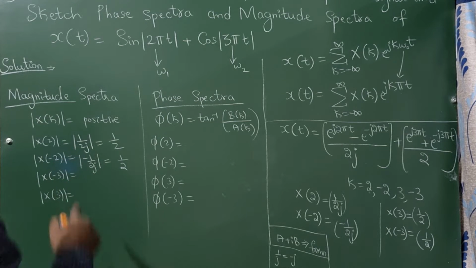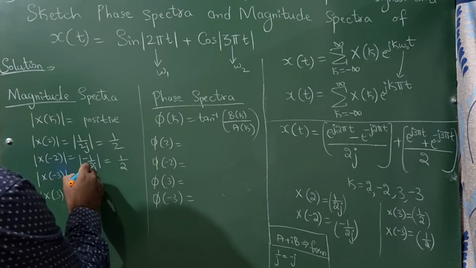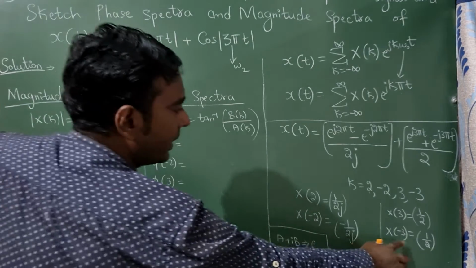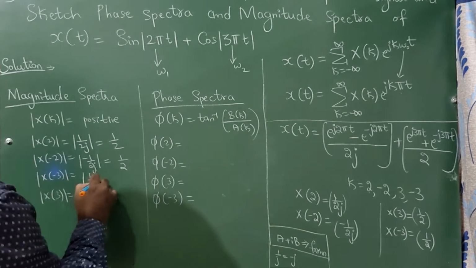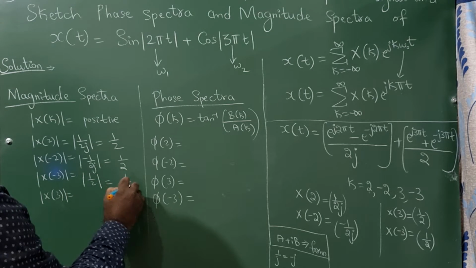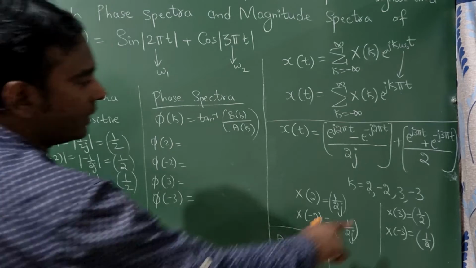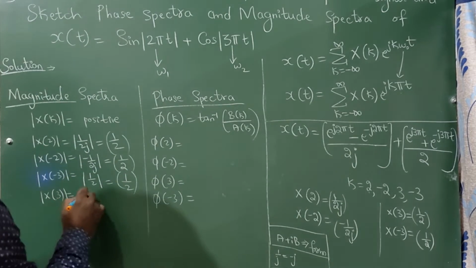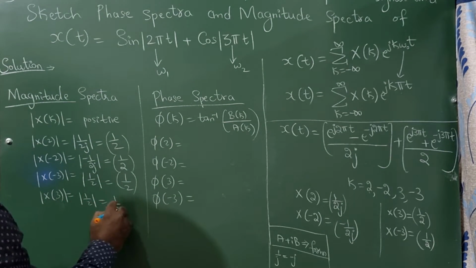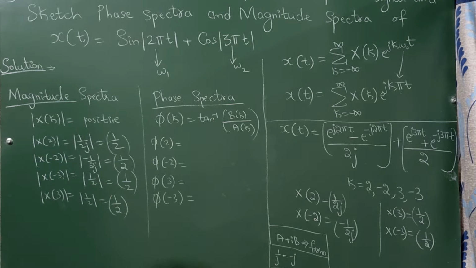And you should not write this j. Remember that. Now X of minus 3 is 1 by 2. So modulus of 1 by 2 is again 1 by 2. X of 3 is 1 by 2. So you need to write 1 by 2.